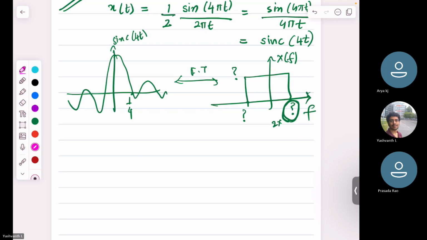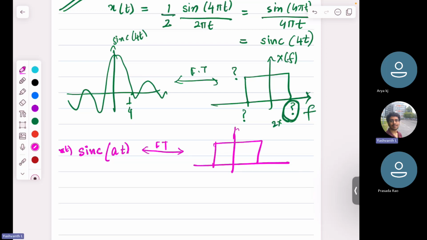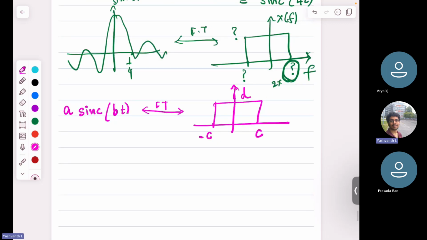Let me just draw it. Sinc, let's say an arbitrary A t, let's say that is the time domain x of t. The corresponding Fourier transform will be a box. Maybe I should say A sinc B t. If I take the Fourier transform, it's a rectangular function. That much I know, but I don't know what it is. Let's say this is from minus C to C, and the amplitude is D. Then this is a Fourier transform pair, but there is a very nice relation between A, B, C, D. This is basically the shortcut.